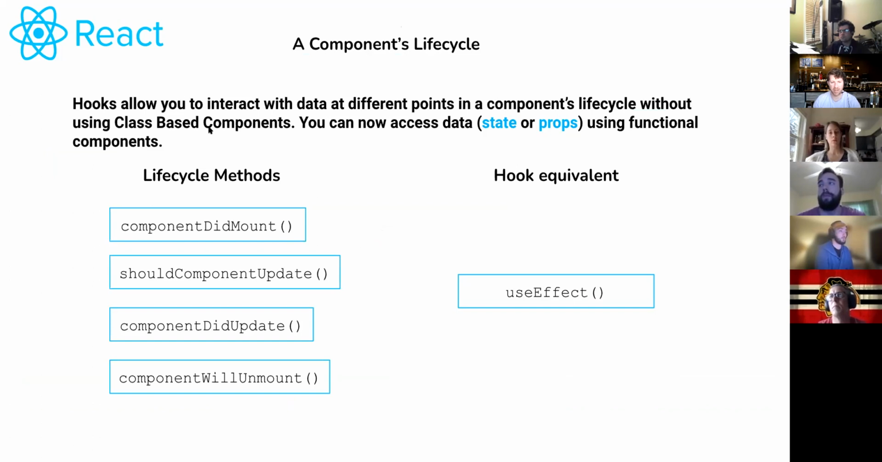So again, as React is moving more towards a functional-based component architecture, they needed to replace all these lifecycle methods that are strictly for class-based components, and they needed to find a method to convert these over to a functional-based component, and that method is useEffect. So there's a useEffect hook that essentially does all of this in a single method for a functional-based component.